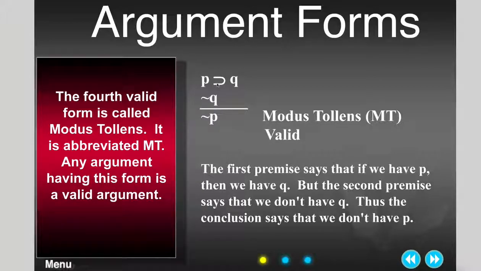The first premise says that if we have P, then we have Q. But the second premise says that we don't have Q. Thus the conclusion says that we don't have P. Right? Why? Because if P, then Q, well, if this is true, and not Q is true, therefore we know that not P has to be true. Okay, why is that? Because if not Q is true, it just follows as a valid argument form. Okay, we just don't have P.